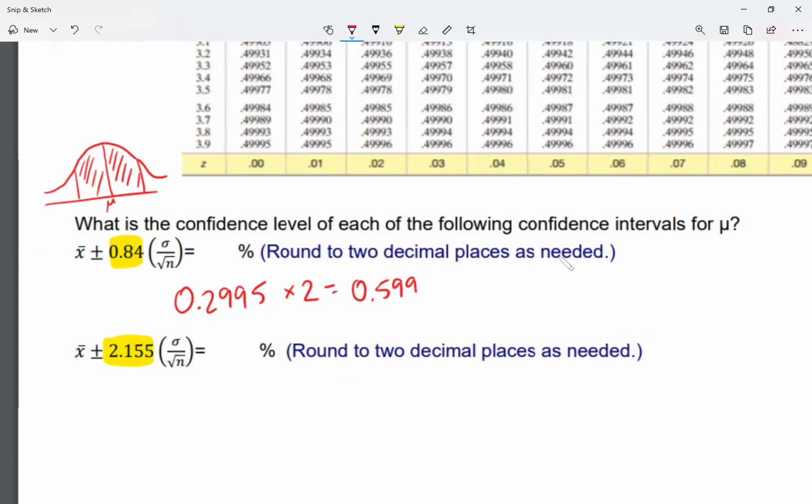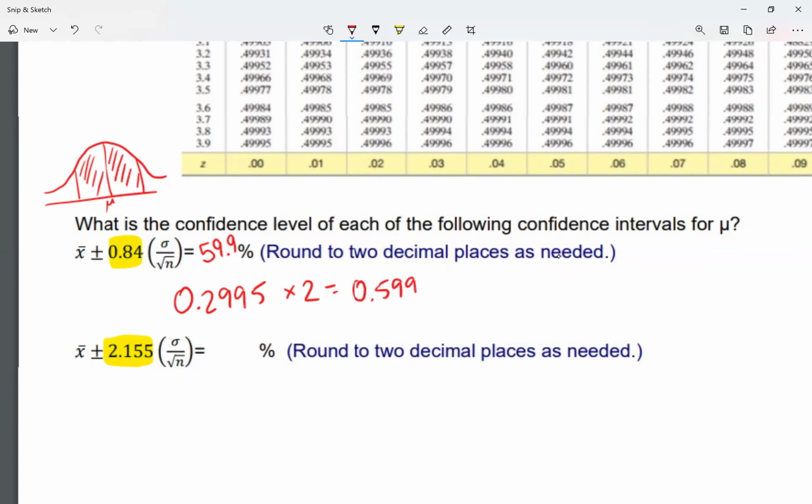Now here it's asking what is the confidence level of each of the following confidence intervals for mu. And it gave me a decimal, 0.599. But I see that here I have to give it as a percentage. Remember I mentioned in the previous unit that probability is a percentage given as a decimal. That's why it's a number between 0 and 1. Now here I had to give it as a percentage. So my decimal 0.599, my percentage in this case is going to be 59.9%.